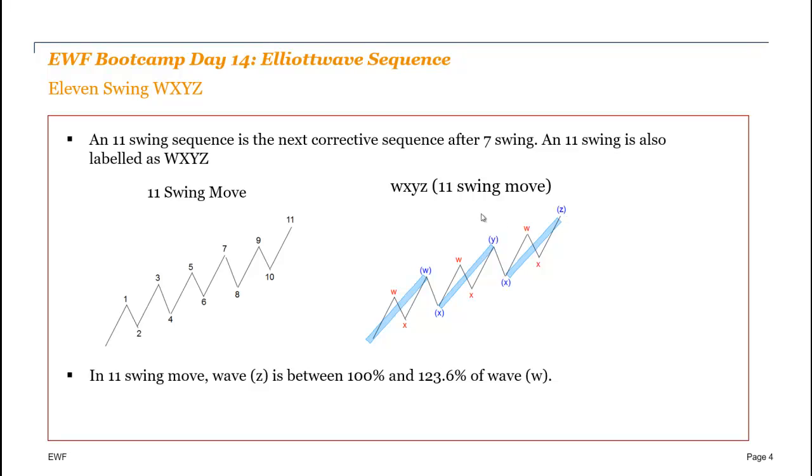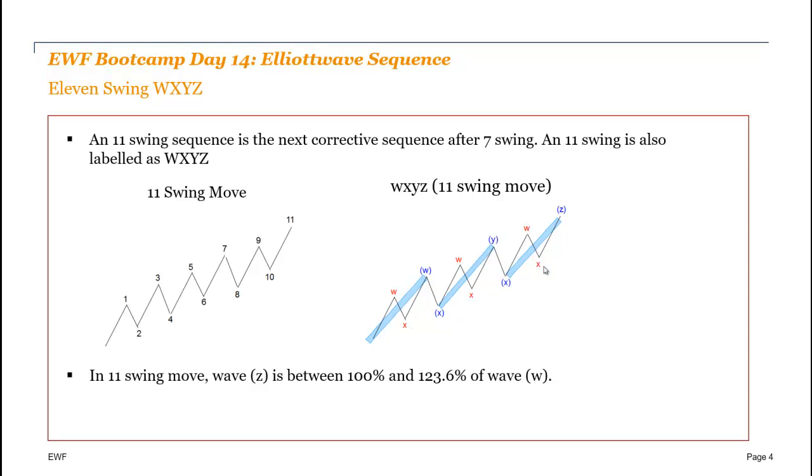Okay, in reality, WXYZ can be a combination of any corrective sequence. But that will become complicated. So in other words, this leg here can become anything, can become a flat, a zigzag, and so on. Same thing here, it can even become a triangle. But for simplicity, in this example, we will use each leg as another double 3.